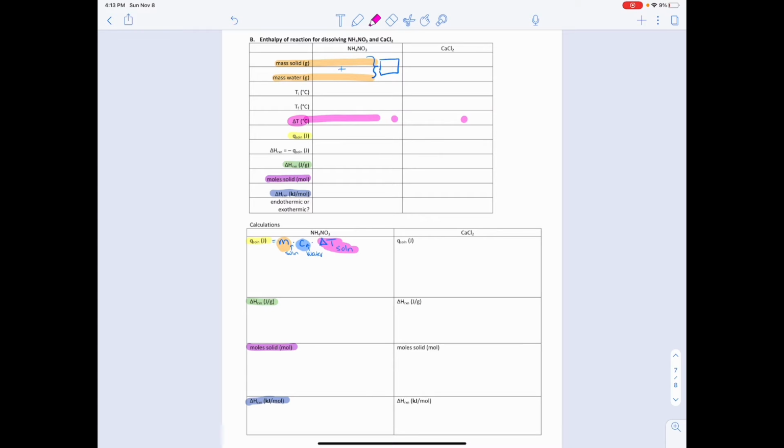Like before, we have a Q of solution value, and then we have a negative Q of solution. So you just take whatever number you got here, you repeat it here, and you put a negative. And if this value was a negative, then it would make it a positive.